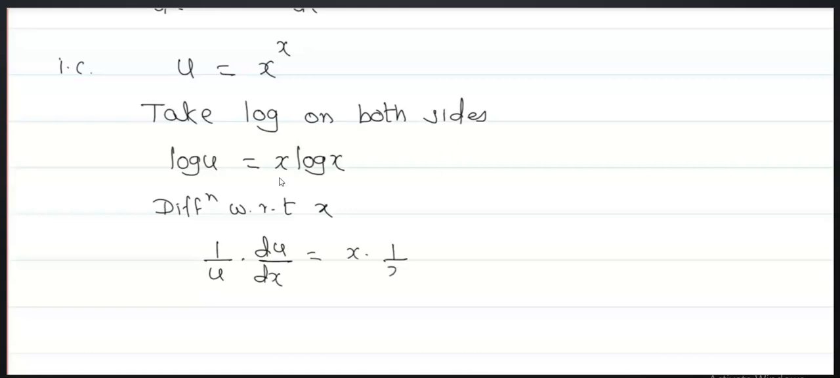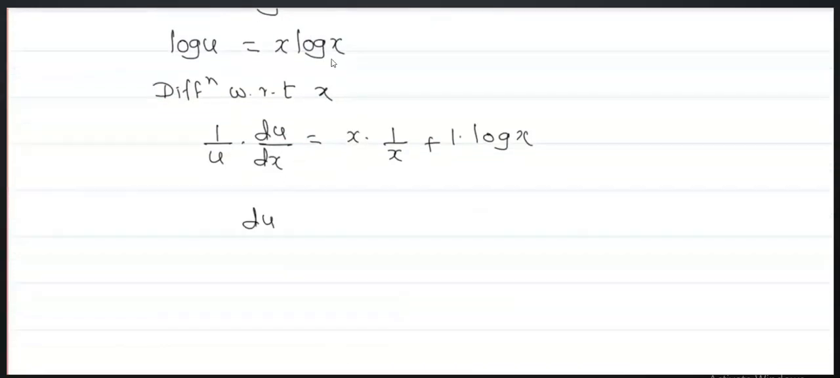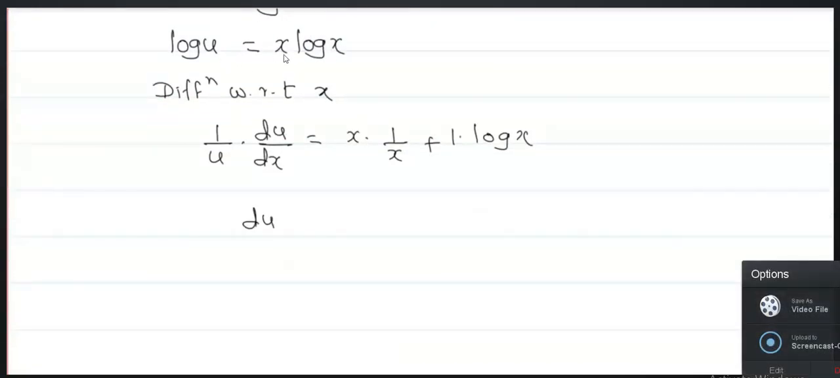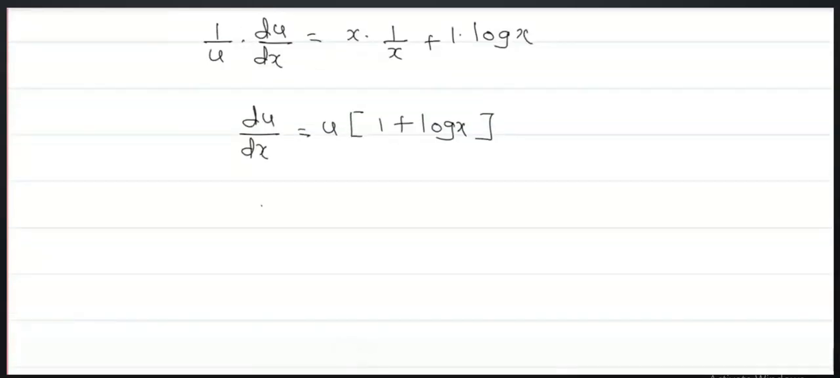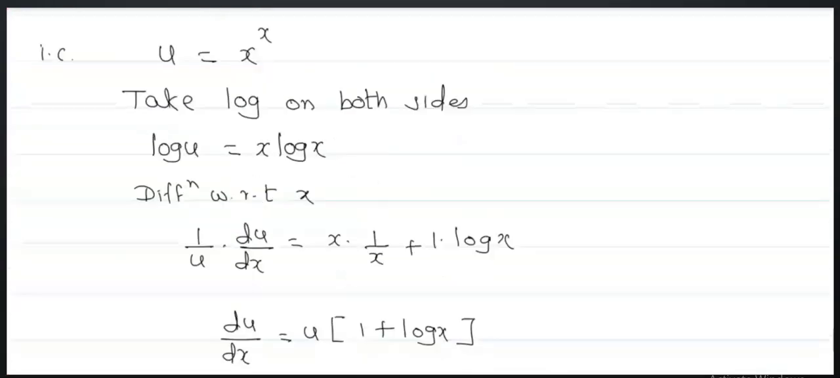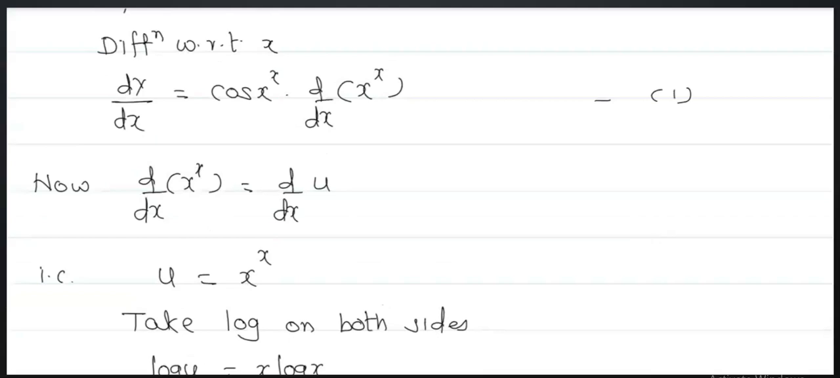Now apply the product rule here, x into log x. What is the derivative of log x? The derivative of log x is 1 upon x, plus the derivative of x, which is 1, into log x. The x gets cancelled. That is 1 plus log x. Therefore, du by dx is equal to u into bracket 1 plus log x, and du by dx is equal to x raised to x in bracket 1 plus log x, and that's the answer. Substitute the value.